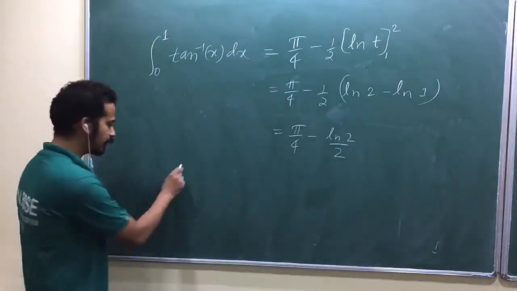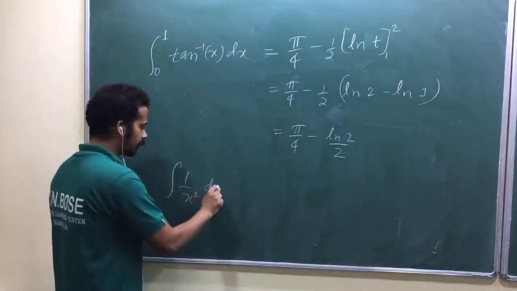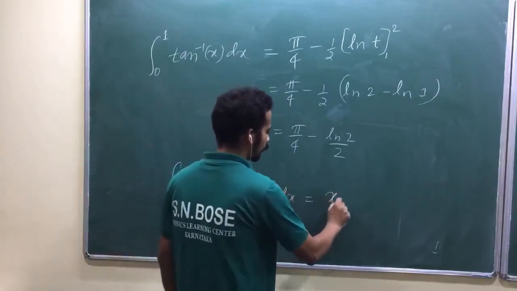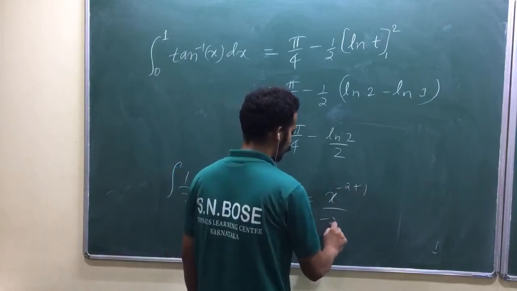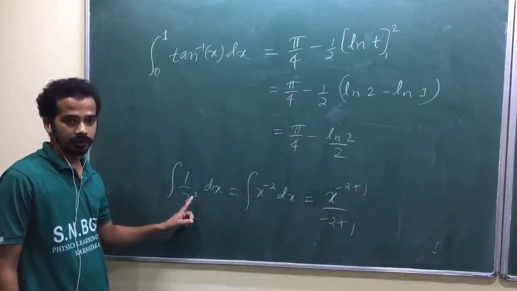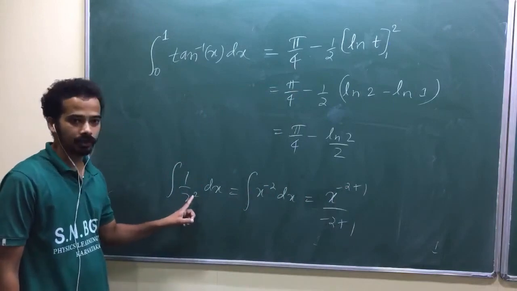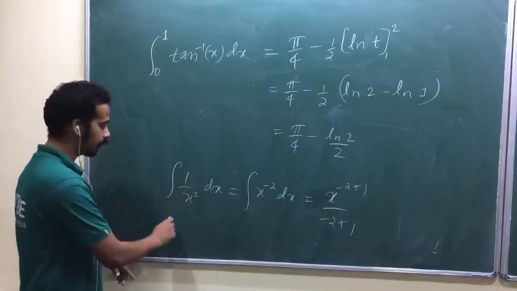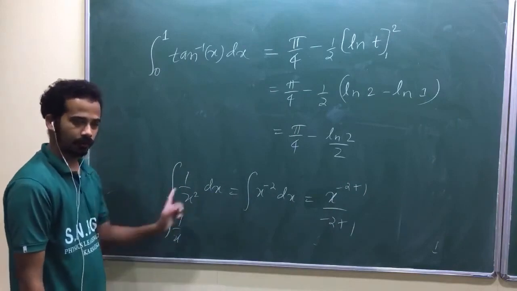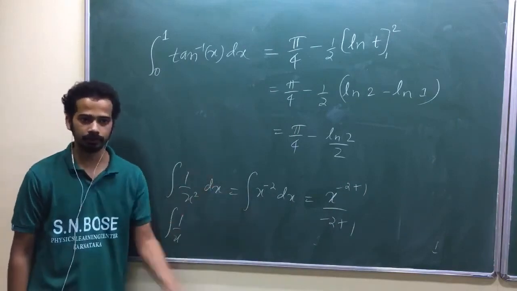Look at it. The integration of 1 by x square dx, you can write as x raised to minus 2 dx, which is x raised to minus 2 plus 1 divided by minus 2 plus 1. That formula works only when the power is not equal to minus 1. It will not work for 1 by x; for 1 by x, it should be log. For all other powers, either negative or positive, it will work.